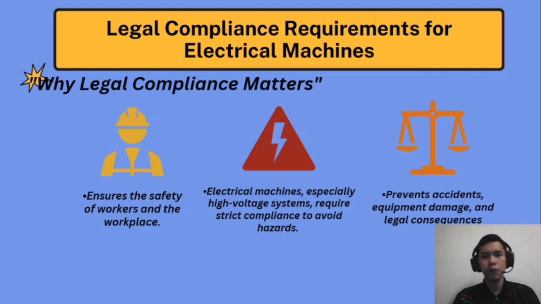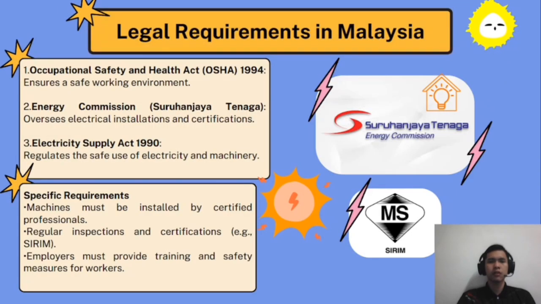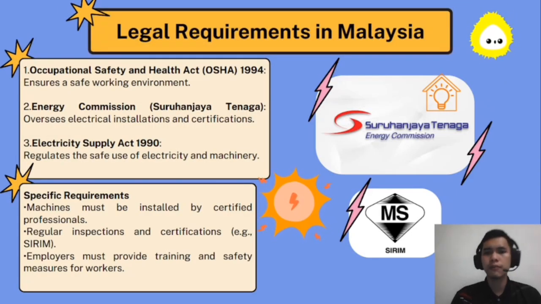Why does legal compliance matter? Firstly, to ensure the safety of workers and the workplace. The second is that electrical machines, especially high voltage systems, require strict compliance to avoid hazards. And third is to prevent accidents, equipment damage, and legal consequences. So this is why legal compliance matters. These are the three reasons.